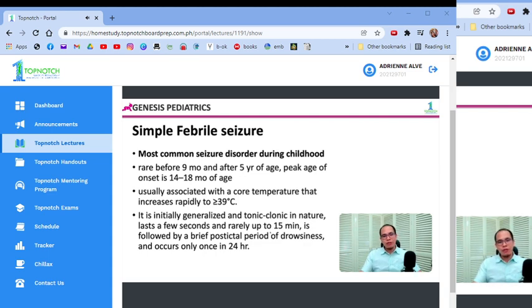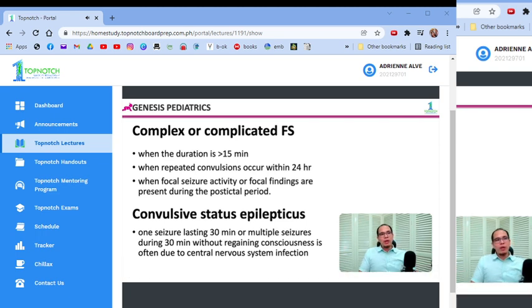It does not last more than 15 minutes, okay? And usually, after the seizure, medyo drowsy sila pero nagigising din yung mga yan. And it only occurs once in 24 hours, okay? So, hindi dapat siya uulit-ulit. Pag umulit-ulit siya, then that is already your complex or complicated febrile convulsions, okay?